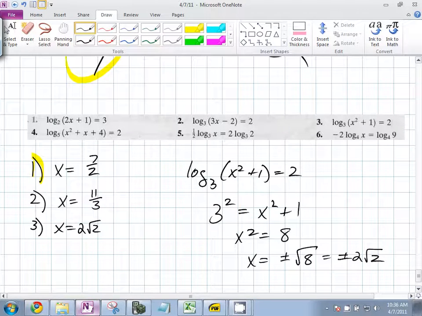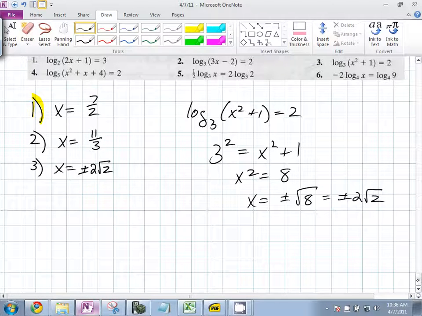So how many people got root 8? Both of you were almost there. The proper answer would be plus or minus 2√2. If we put plus or minus root 8, sometimes it's not finished. That would be okay, but it'd be neat if you did 2√2.